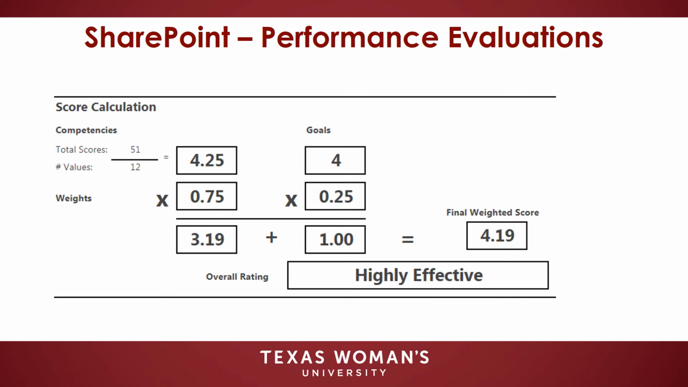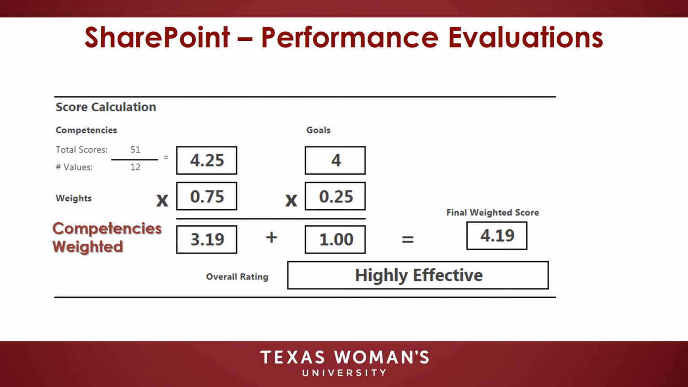Let's review the next section, which is the scoring section of the performance evaluation. Let's also walk through an example so you can understand how we ended up with the overall rating. In this example, there were 12 questions. There were a total of 51 scores, which equaled a 4.25. The competency section was 75% of this evaluation, so that competency weighting was 3.19.